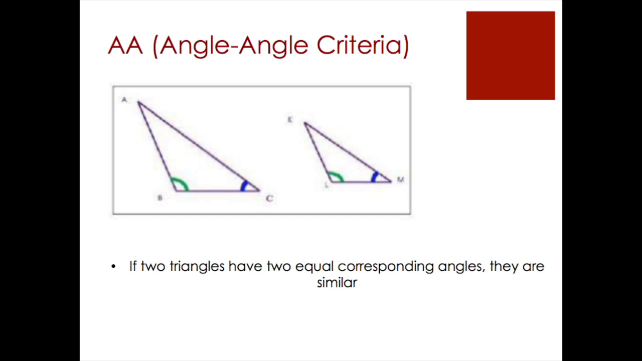Angle-angle criteria states that if two triangles have 2 equal corresponding angles, then they are similar. That is because the sum of the angles of a triangle will always add up to 180. So, if 2 triangles have 2 equal corresponding angles, then the third angle has no other choice than to also be equal, thus making the 2 triangles similar.